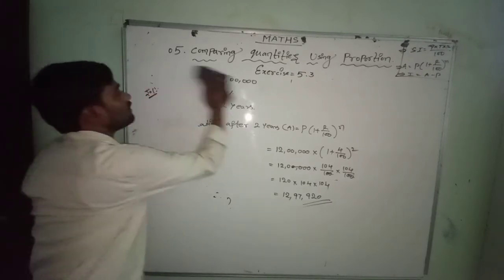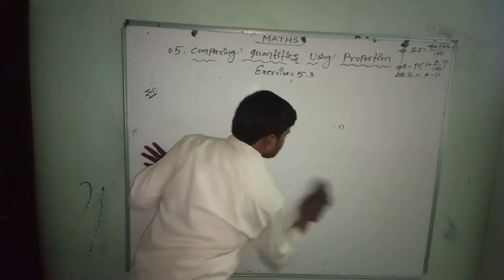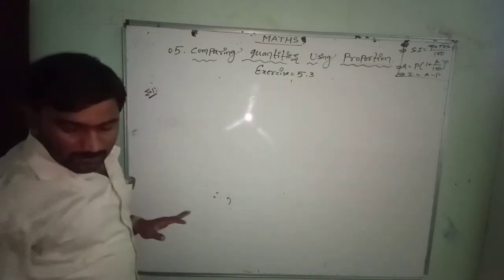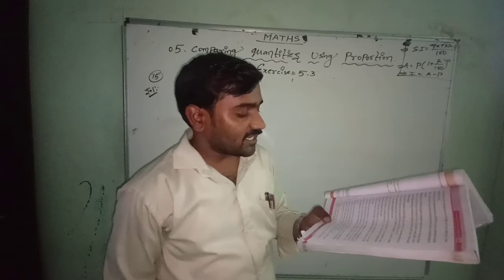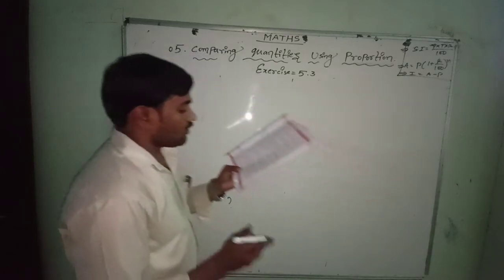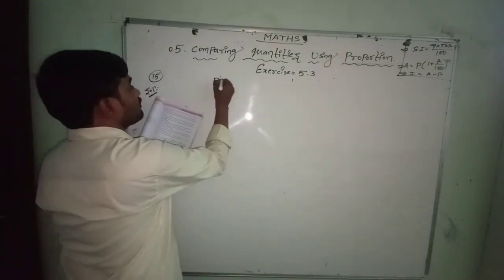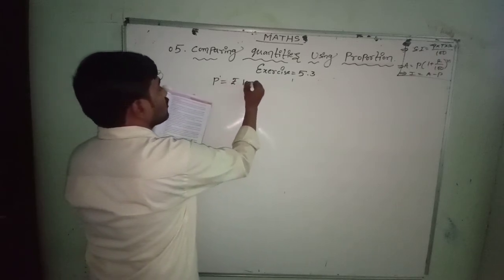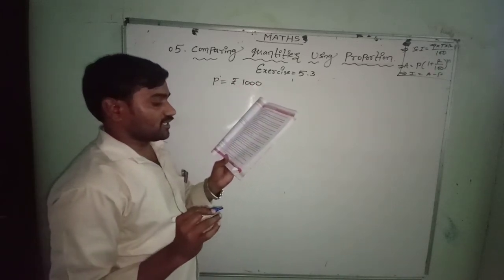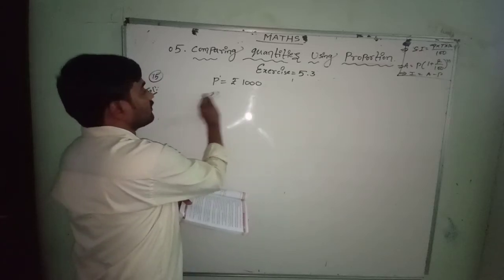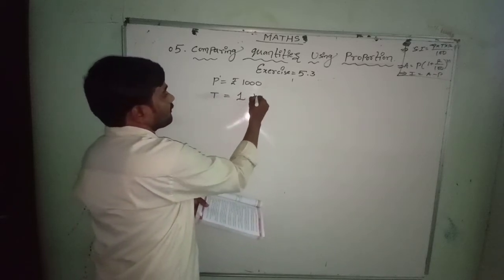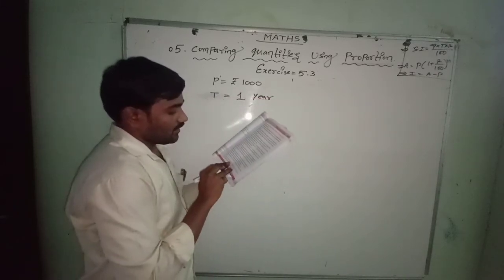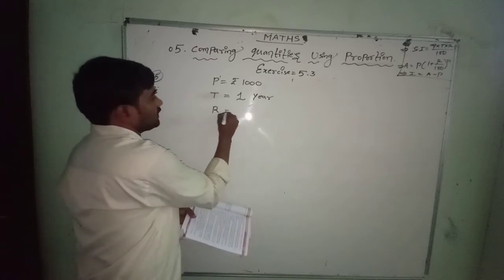So, the last question of this chapter. Let us do it now. That is the 15th question. I am feeling very happy to complete this chapter. Calculate compound interest on rupees 1,000, sorry, rupees 1,000. We have to calculate compound interest for time t equal to 1 year, for a rate of interest of 10%.